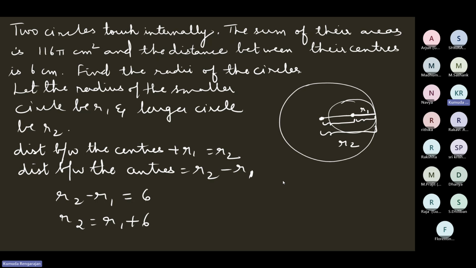What are the two values you've got for R1? Ma'am, R1 is minus 10 and plus 4. Okay, minus 10 is negative, correct. So R1 is 4, and R2 is 6 plus 4, which is 10. Yes, you're right. Very good.